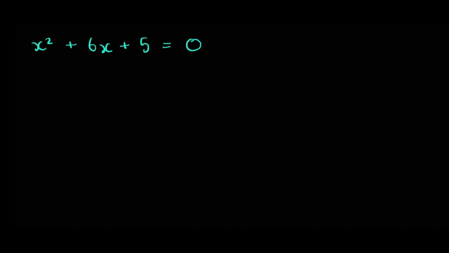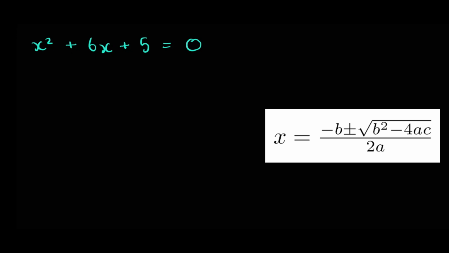I'll put the quadratic formula on the screen right now. As you can see, it's x equals negative b plus or minus the square root of b squared minus 4ac, all over 2a. A is the coefficient in front of the x squared term, so for the one on screen it's just 1. B is the coefficient in front of the x term, so 6 in this case. And c is the constant. So let's have a go plugging the numbers from our equation into the quadratic formula.